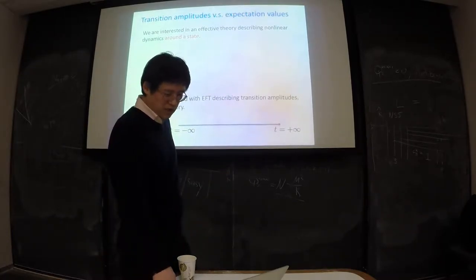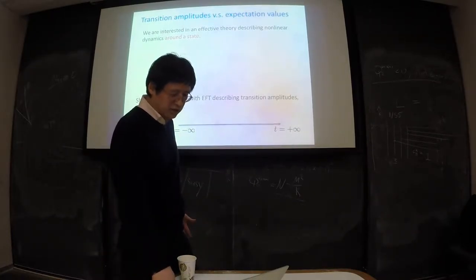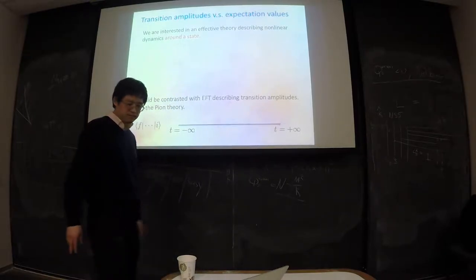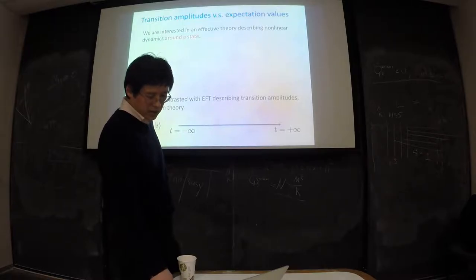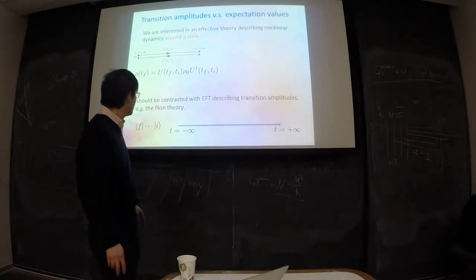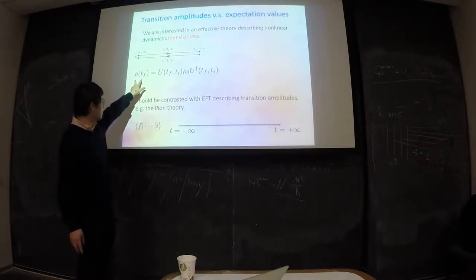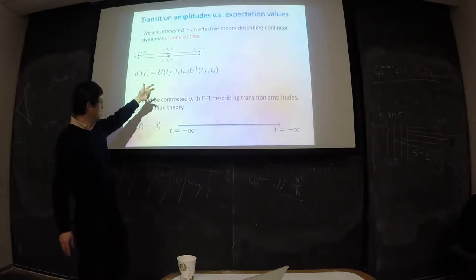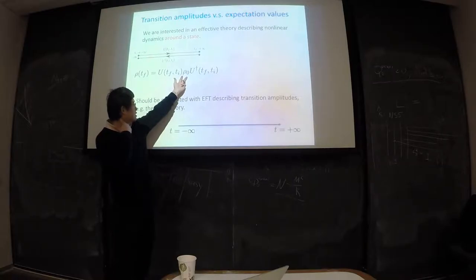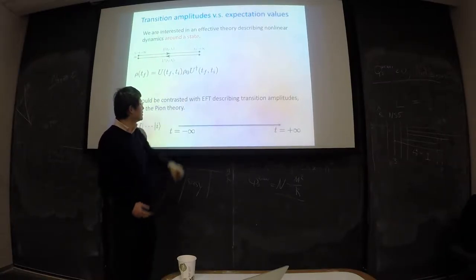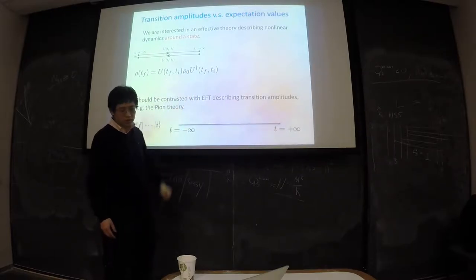But if you want to describe a transition, if you want to describe expectation value, then your in-state and out-state should be the same. And then you need to do something a little bit different. That can already be seen just from the evolution, a typical evolution of a state. A typical state can be described by a density matrix, and the density matrix involves two unitary operators, okay? One on the left and one on the right.